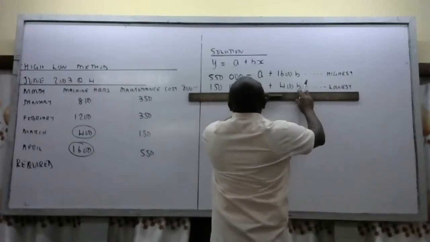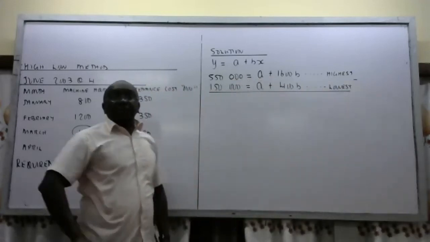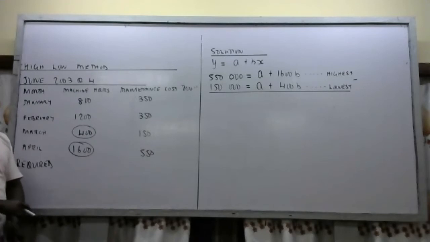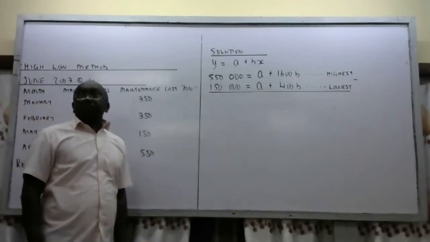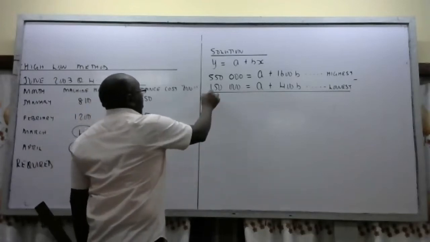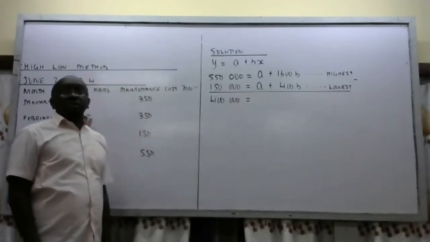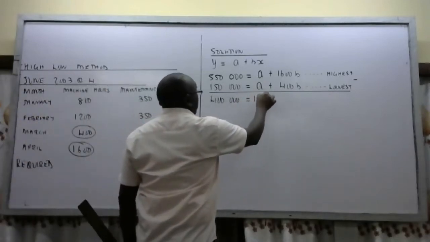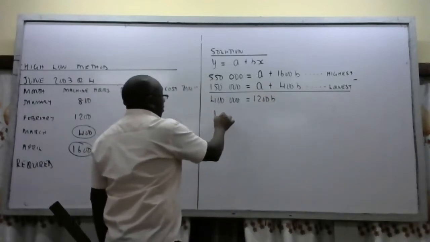So then you immediately start on solving. Obviously, you subtract. When you subtract 550 minus 150, we get what? We get 400,000, being equal to this other one, which is what? 1200B. And based on that, tell me B is what?